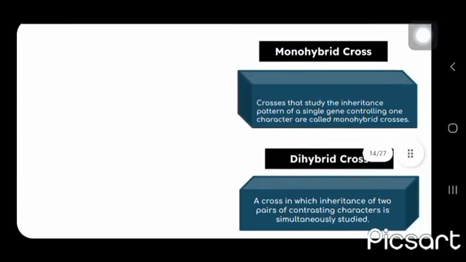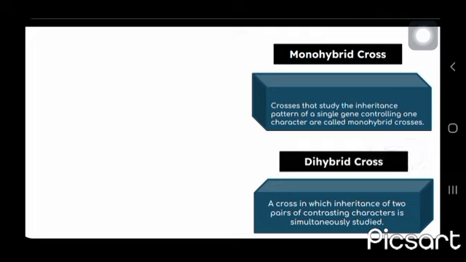Now, what is monohybrid and dihybrid cross? Crosses that study the inheritance pattern of a single gene controlling one character are called monohybrid crosses, whereas dihybrid crosses are crosses in which inheritance of two pairs of contrasting characteristics is simultaneously studied.